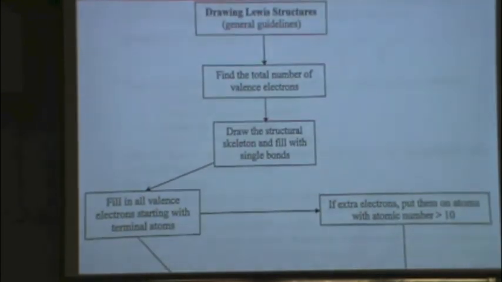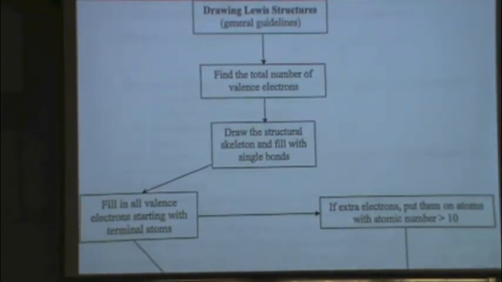I'm going to walk you through it, and then we're going to do some examples. So let's zoom in here. This is how to draw a Lewis structure. First step, find the total number of valence electrons. You count that from the periodic table, knowing the column of something. For example, iodine is in column 7, so that would add 7 electrons. Then you draw what I call the structural skeleton, or the backbone, based on the elements you have, and you fill in single bonds.